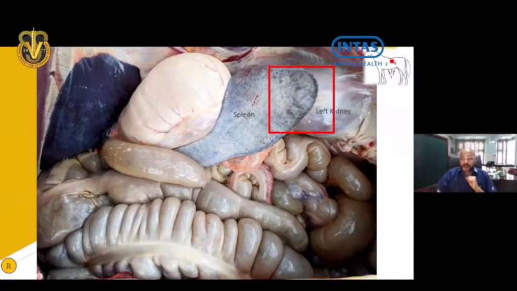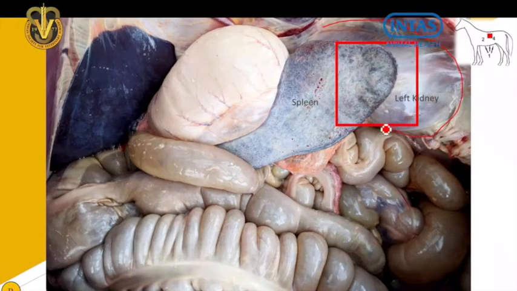Now, this is the third window. This is how the spleen shares a relation with the kidney here. This is the kidney here. You can see that part of the spleen is superimposing the kidney. So that means you will always see the kidney against the spleen, the left kidney against the spleen.